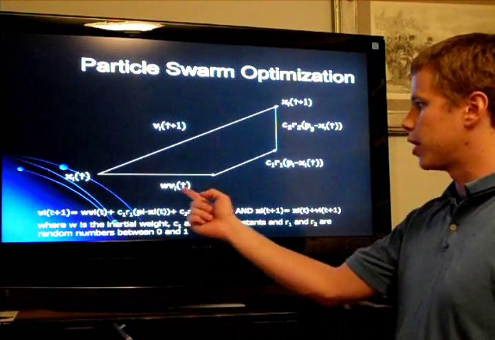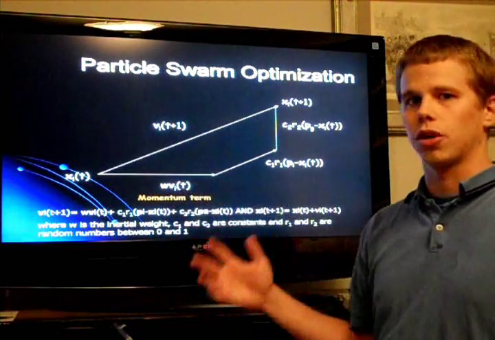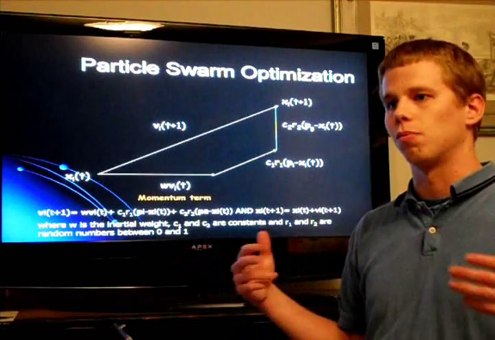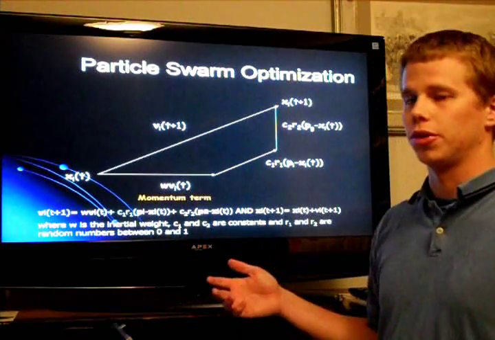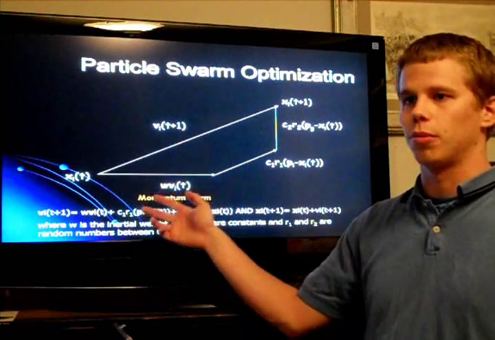This term right here is called the momentum term, and W is a coefficient that defines how much momentum you're going to use in the equation. This is just the direction the particle is already moving in.